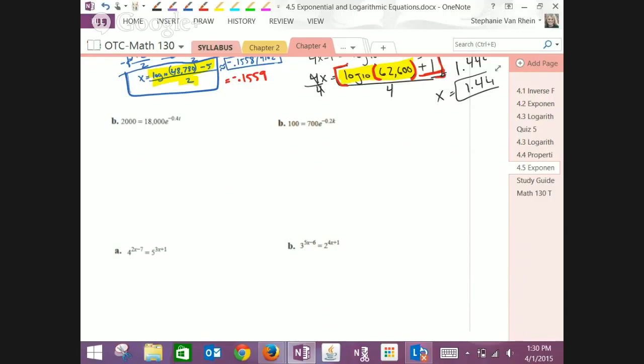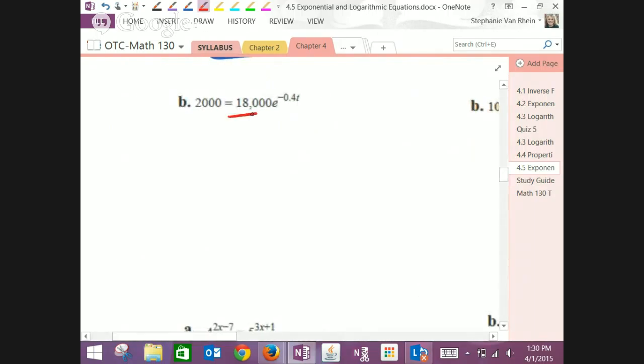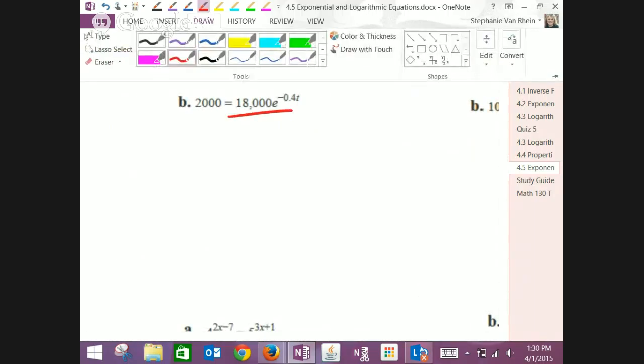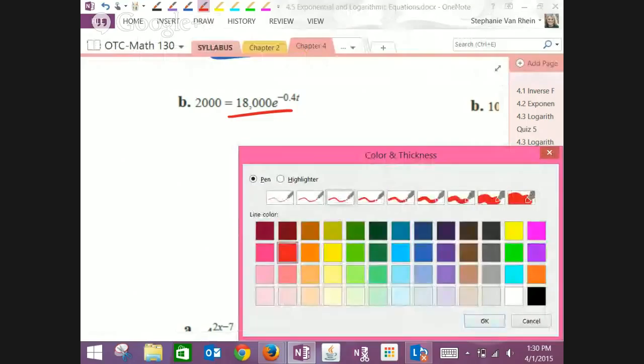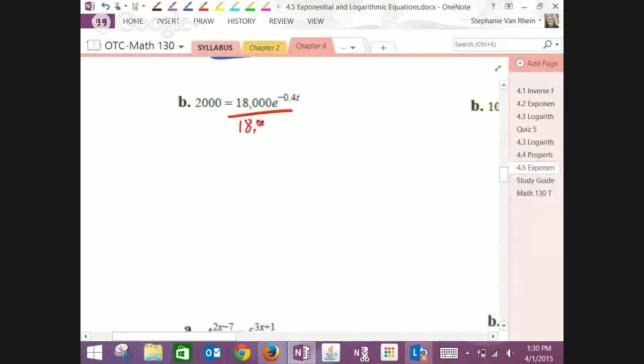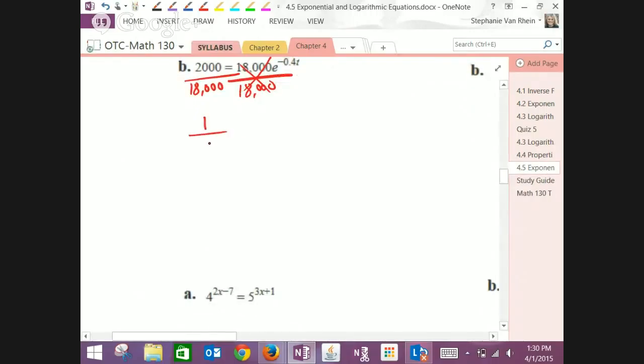So how would I get the coefficient to be 1 here in front of e? Yeah, divide, right? The inverse of multiplication is division. So I'm going to divide both sides by 18,000. It just looks scary because this ends up being 1 over 9, e to the minus 0.4t.